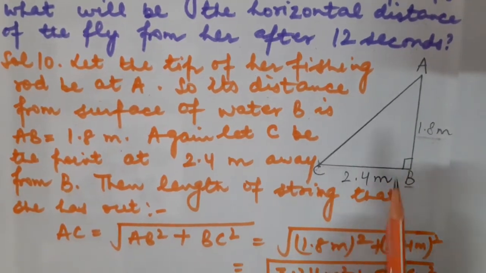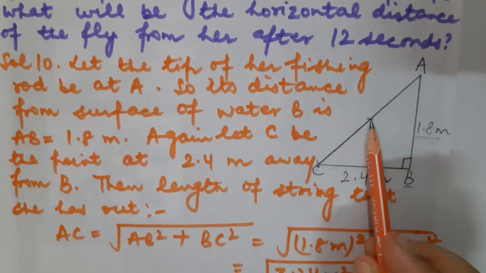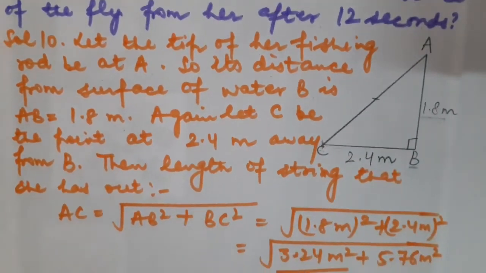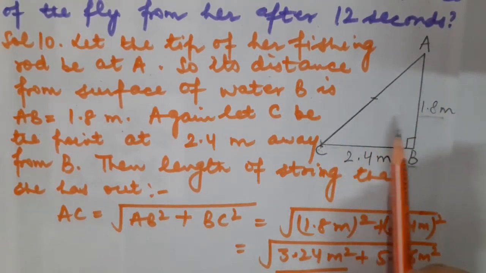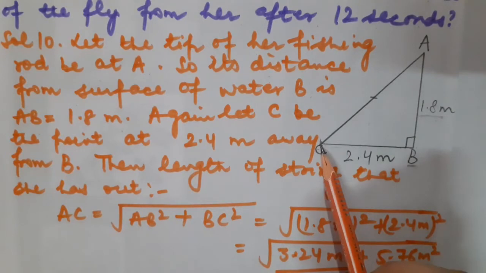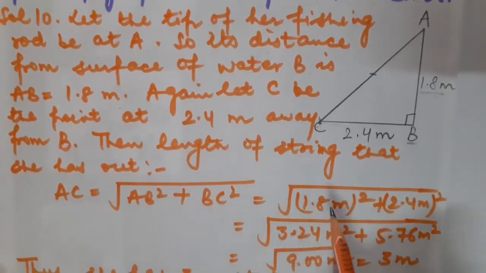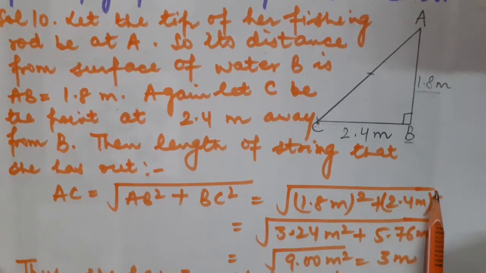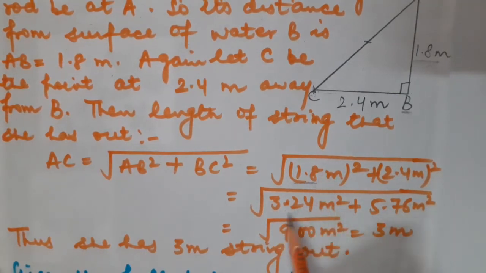First of all, we will have to calculate the length of the string that she has out. Right now, how much length of the string she has taken out. Definitely you know that there is a Pythagoras theorem application. So let us apply Pythagoras. We are going to calculate the length of the string. It will be AC is equal to the square root of AB square plus BC square, that is, the square root of (1.8 meter) whole square plus (2.4 meter) whole square. So you know 1.8 into 1.8 would give you 3.24, because 18 square is 324, and 24 square is 576.